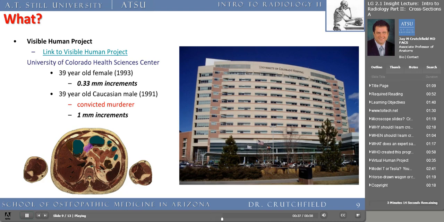Later, a 39-year-old female was also sectioned in the same manner, but into even smaller sections, 0.33 millimeters. And before they did that, they performed a CT scan on her. A CAT scan was not performed on the convicted male murderer first, however.